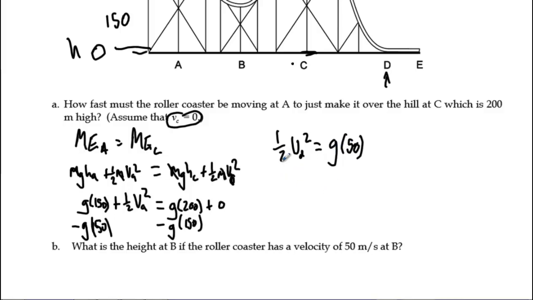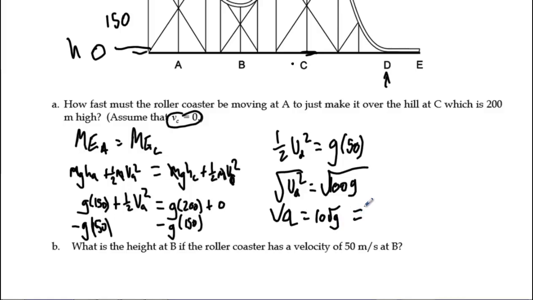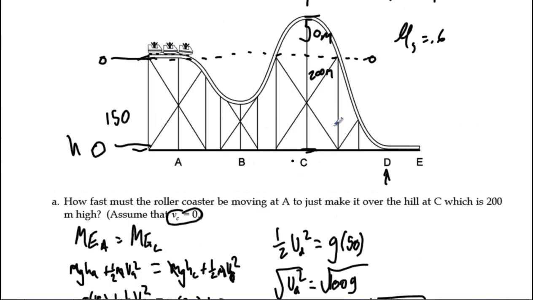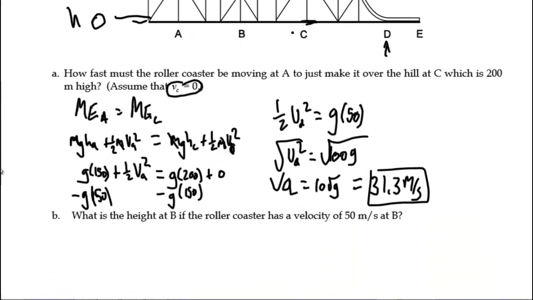I'm going to go ahead and multiply both sides by 2, so the velocity at A squared is equal to 100 times G. So if I square root both sides, I have the velocity at A is equal to 10 times the square root of G, which is going to be right around 31.3 meters per second. So this roller coaster is moving at 31.3 meters per second as it leaves point A. Okay? That's the conservation of mechanical energy.